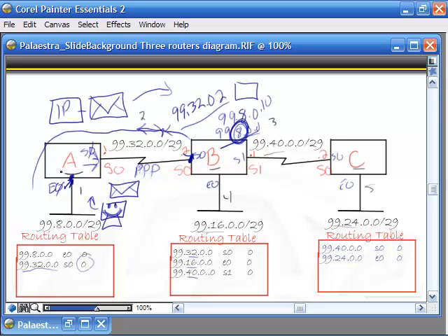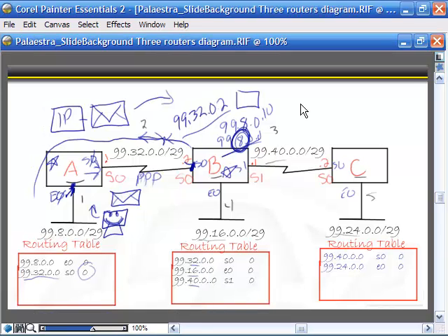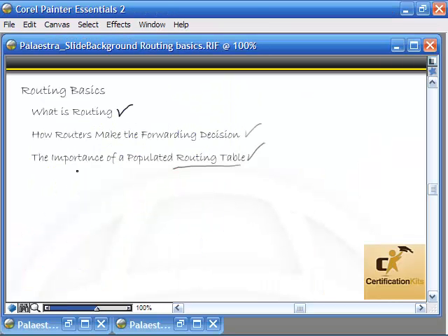So it's important if you're troubleshooting why this machine can't ping this router over here. Not only do you need to check router A's routing table, you need to check router B's routing table as well. So in this video, we have talked about routing basics, what routing is, how routers make the forwarding decision, and the importance of a populated routing table, and the importance of all routing tables being populated.